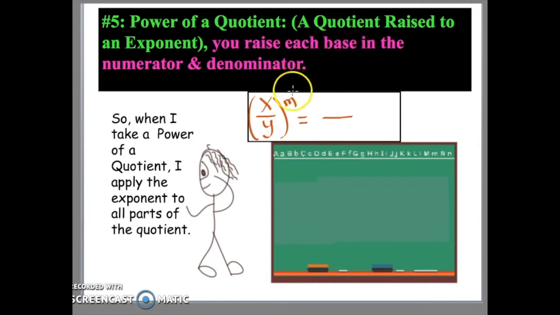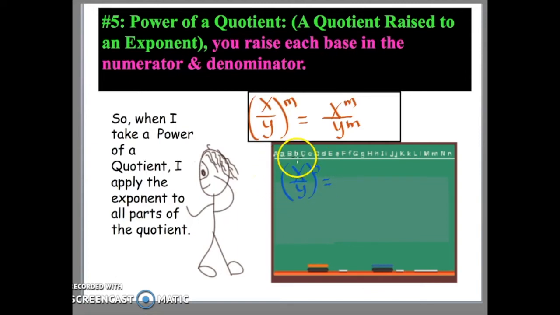Raise each base to the power. So x to the m, y to the m. Hope that makes sense. Let's take a look at an example. I have x, numerator, denominator here is being raised to the 5th power. So let's work that out.